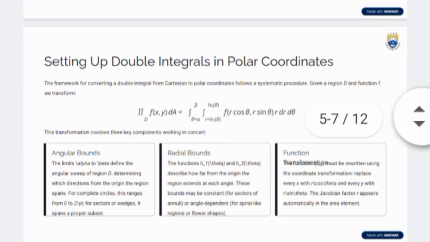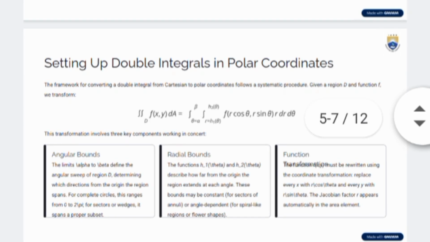Setting up double integrals in polar coordinates. The double integral of f(x,y) dA is equal to the integral of theta from alpha to beta, of r from h1(theta) to h2(theta), of f(r cos theta, r sin theta) r dr d theta.